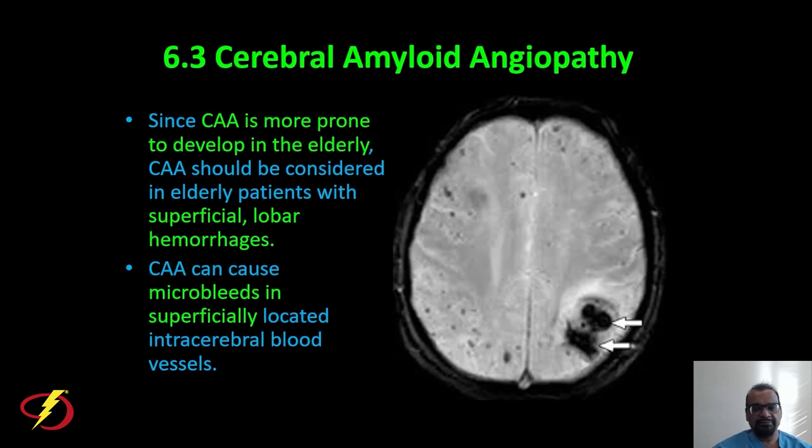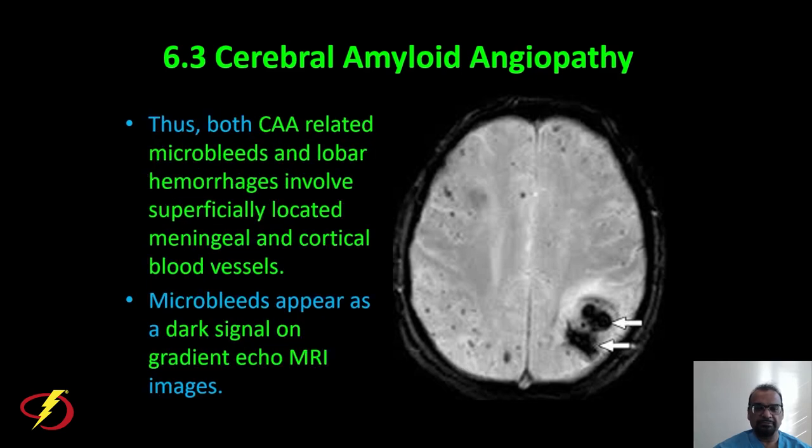So since cerebral amyloid angiopathy is more prone to develop in the elderly, cerebral amyloid angiopathy should be considered in elderly patients with superficial lobar hemorrhages. Cerebral amyloid angiopathy can also cause microbleeds superficially located in intracerebral blood vessels. So here's a gradient echo that shows these dark areas of the cerebral microbleeds in a patient with cerebral amyloid angiopathy. It also shows a large area of lobar hemorrhage with high signal surrounding edema, okay? So again, superficial location for all of these entities, elderly patients think cerebral amyloid angiopathy.